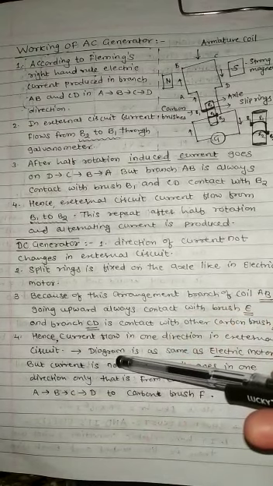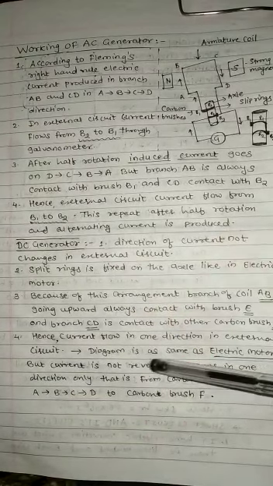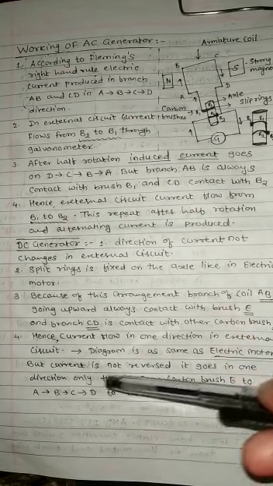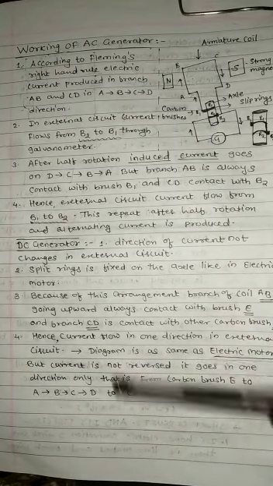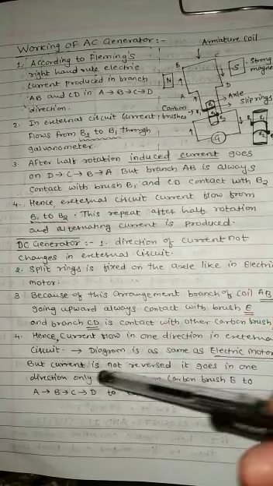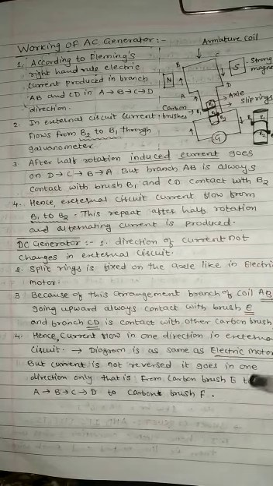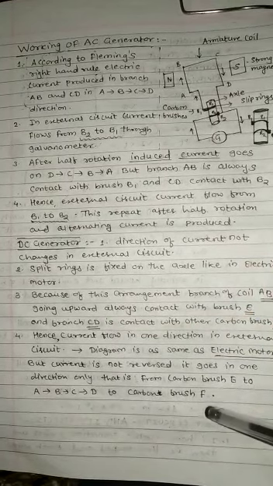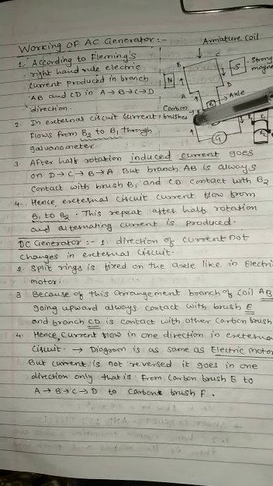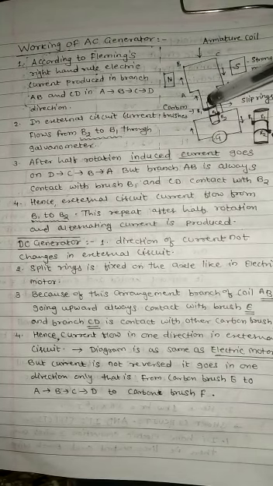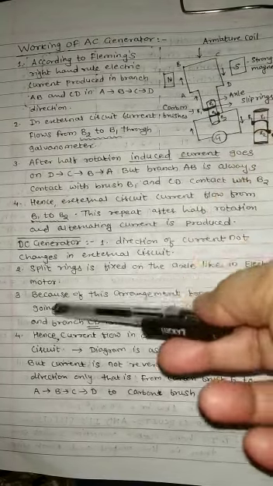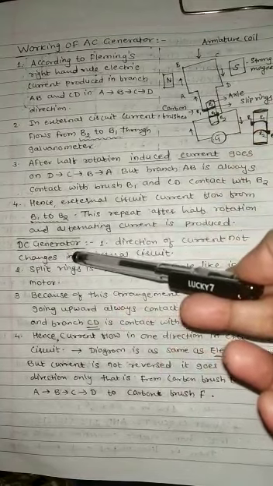And if you want to draw the diagram of an electric DC generator, then it is the same as an electric motor. But the current is not reversed, it goes in one direction. Because in an electric motor we have to see that the current is reversed after half rotation. But in a DC generator the current is not reversed, it goes in only one direction, that is from carbon brush E to A, B, C, D to carbon brush F. So suppose this is your electric motor and these are your carbon brushes E and F. The current will flow from E to A, B, C, D to F. So this is the working of a DC generator.